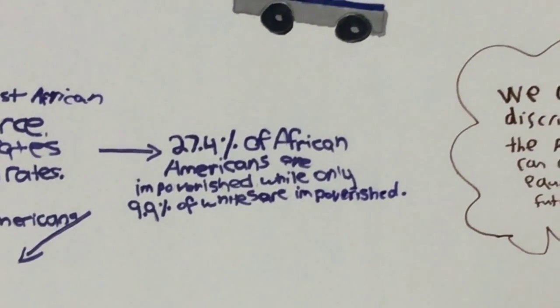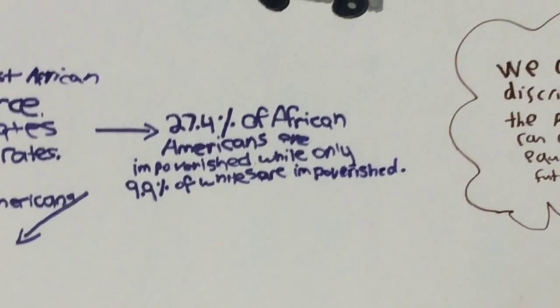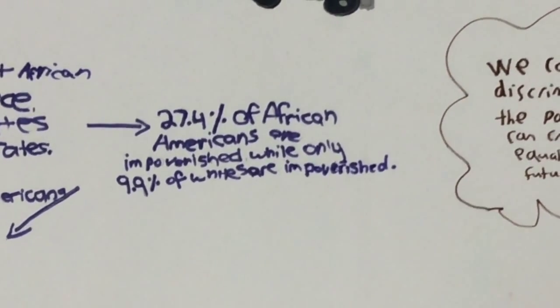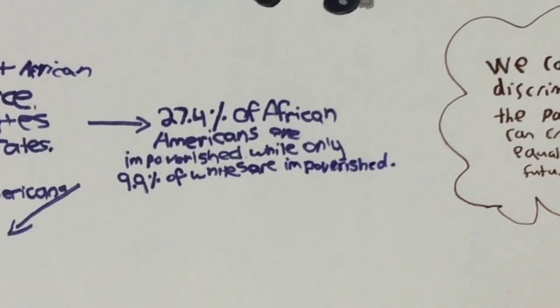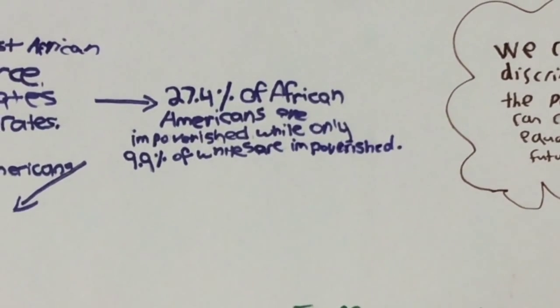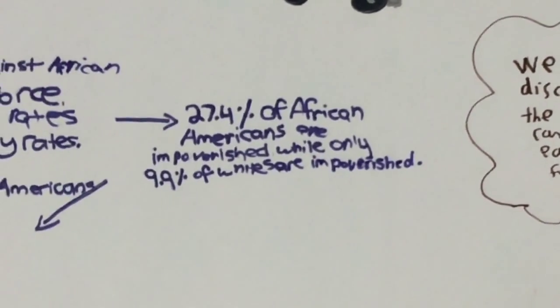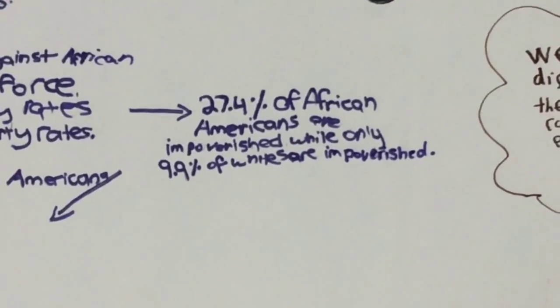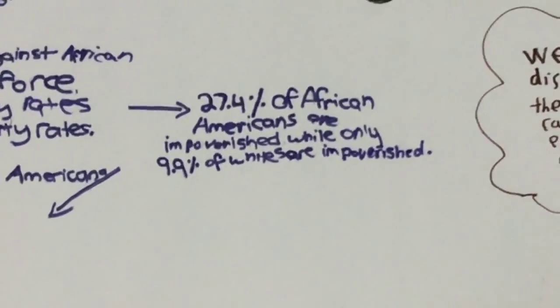Now, you might be looking at this and think, oh, well, that could just be an error. Well, if you look at all the reasons above, it's clearly not an error. There's clear discrimination against African Americans, leading to them being more impoverished than many white people.